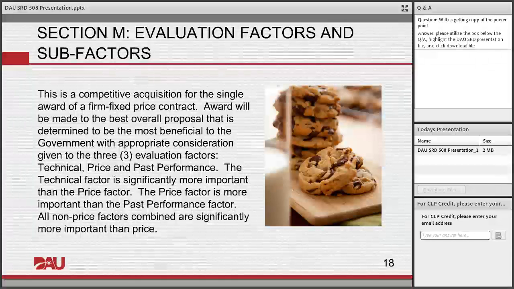The technical factor is significantly more important than the price factor, so we care more about how well it tastes than how much we have to pay per cookie. And then also the price factor is more important than the past performance factor. And all non-price factors combined are significantly more important than price. We are required to get to that level of relative order of importance by the FAR. That's in FAR 15. So we have identified our 3 factors: technical, price, and past performance.